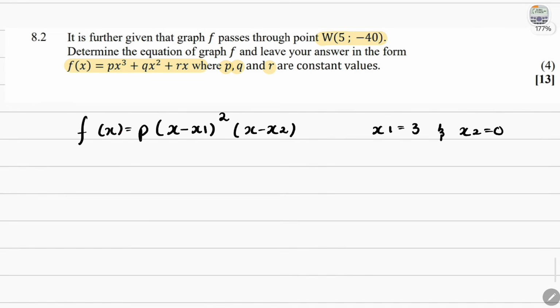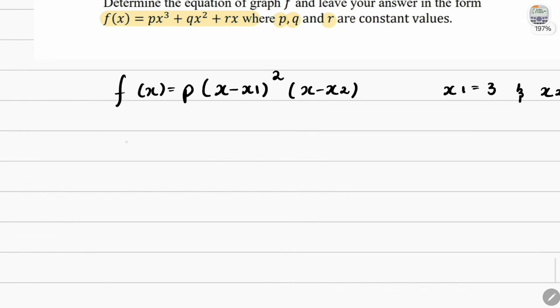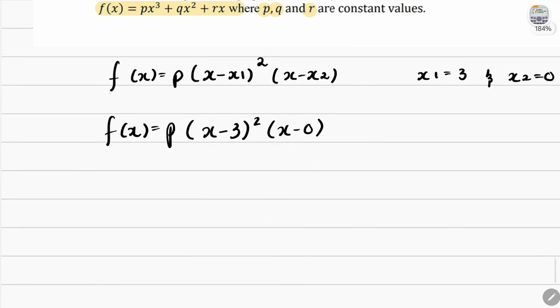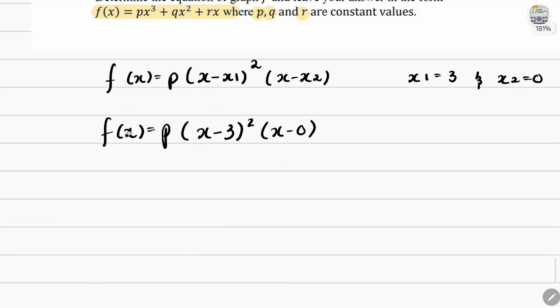Those are the x-intercepts. And that one is also a turning point. So I'm going to rewrite this as f of x is equal to p multiplied by (x minus 3) all squared times (x minus 0). Okay. And now do you see that we're almost done? X is empty as usual. Y is also empty, but it's just p that is missing.